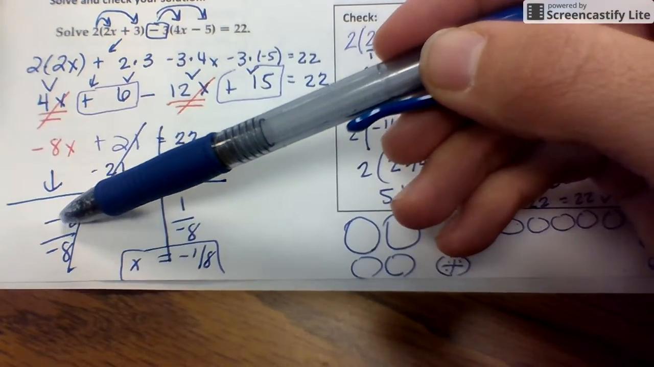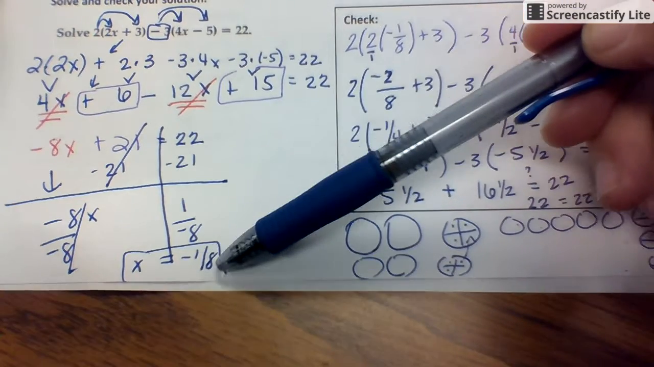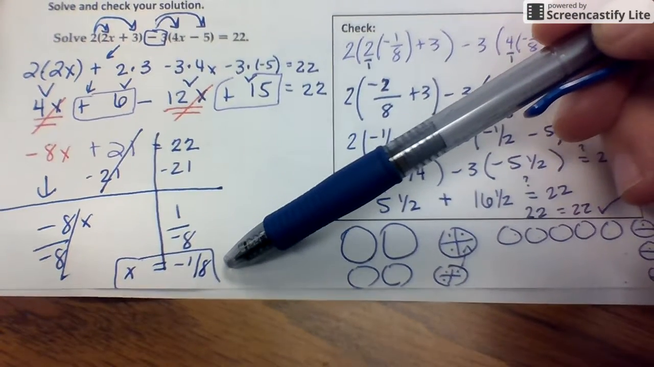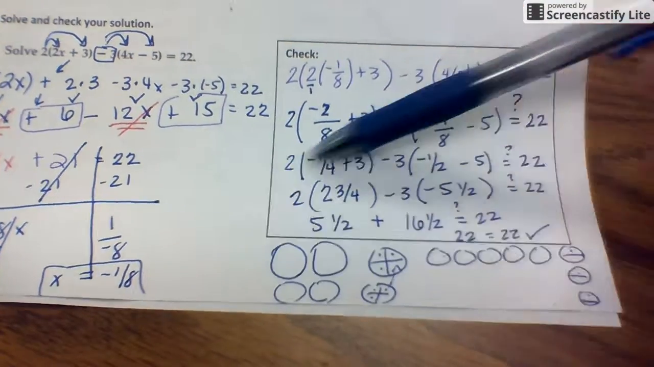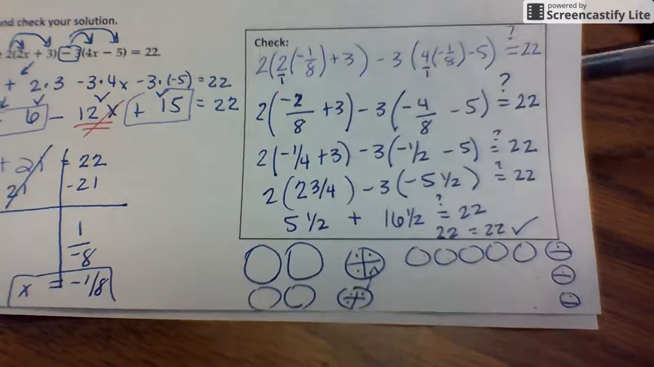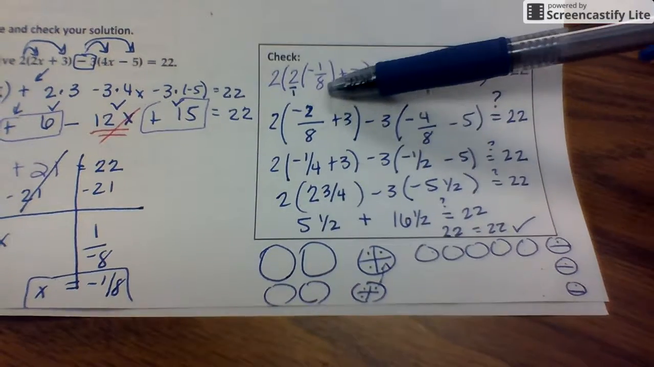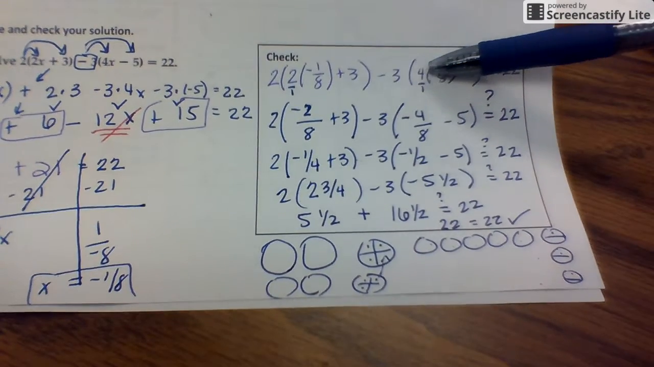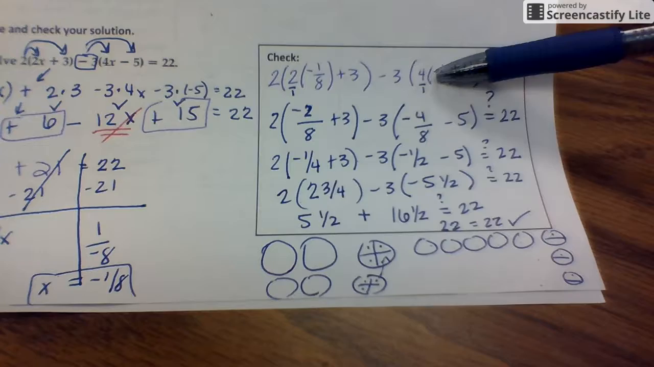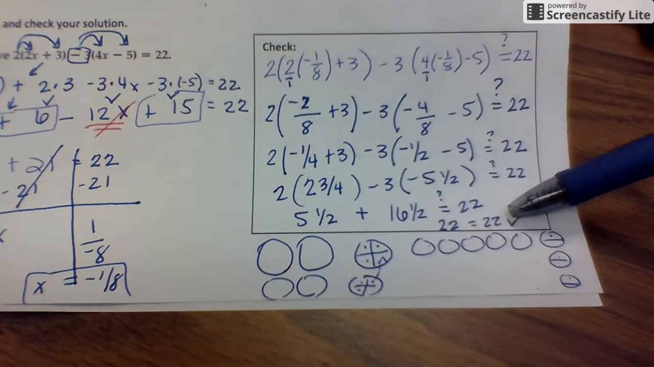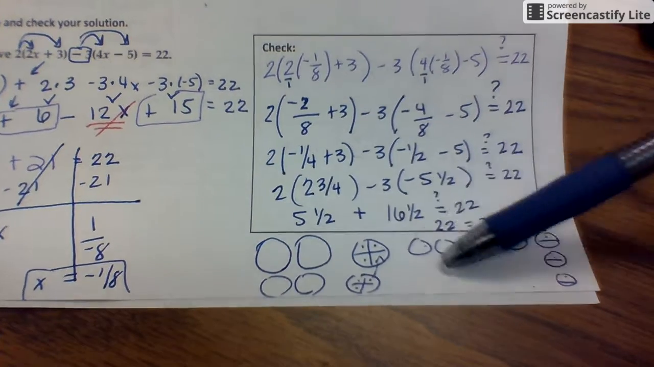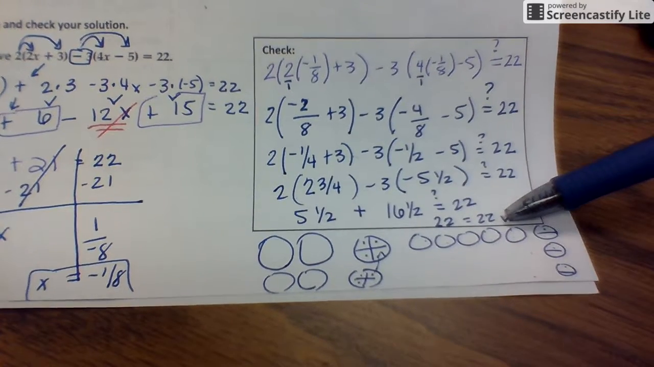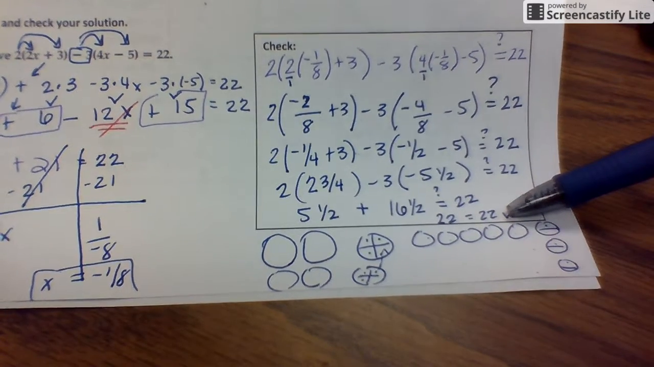We then divided by a negative 8, and we got that x should equal a negative 1/8. And again, this was our answer, but we came over here and checked our work. If we plug in a negative 1/8 everywhere we see an x, do we get the same answer? And the answer was yes. We had solved correctly. Negative 1/8 was the correct answer because at the end we did get 22 equals 22.